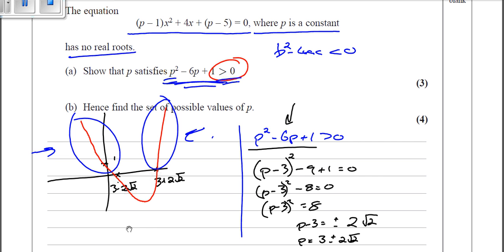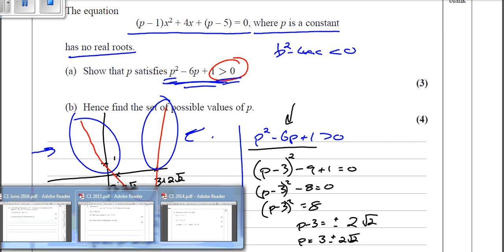So because there are two separate bits of the graph, you're going to have two separate inequalities. So the values of p are when p is greater than 3 plus 2 root 2, or when p is less than 3 minus 2 root 2. And that's how you do the 2015 version of that question.